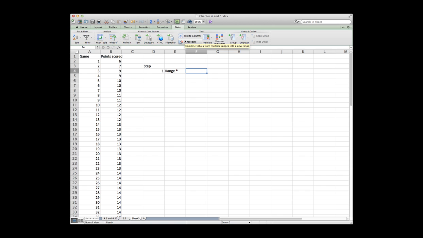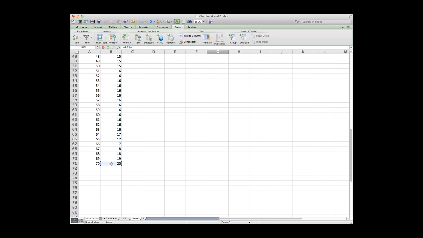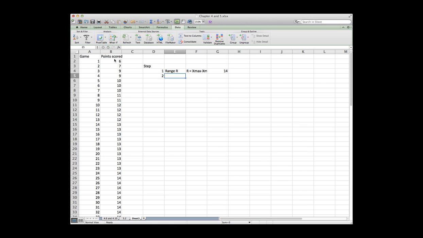Range is capital R. And what R equals, you should be able to tell me this, it's the largest value, the largest observation, minus the smallest observation. So to do this, all we've got to do is go down here and find the largest value, and subtract the smallest value.